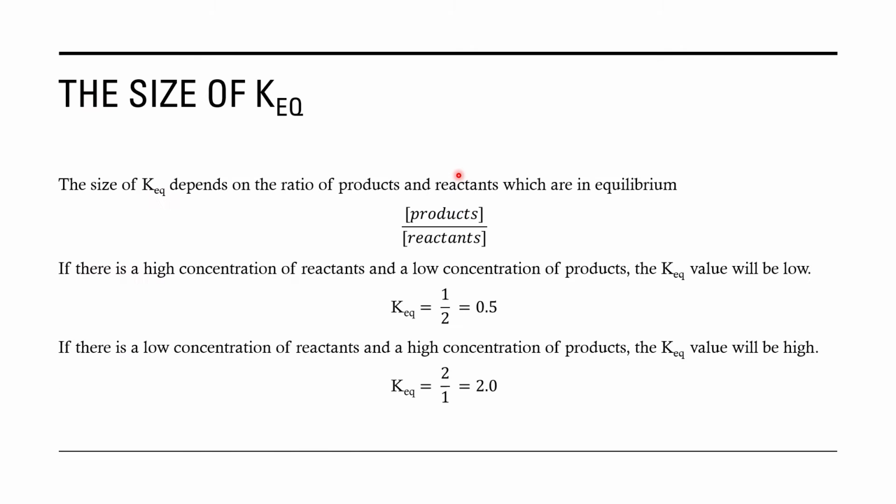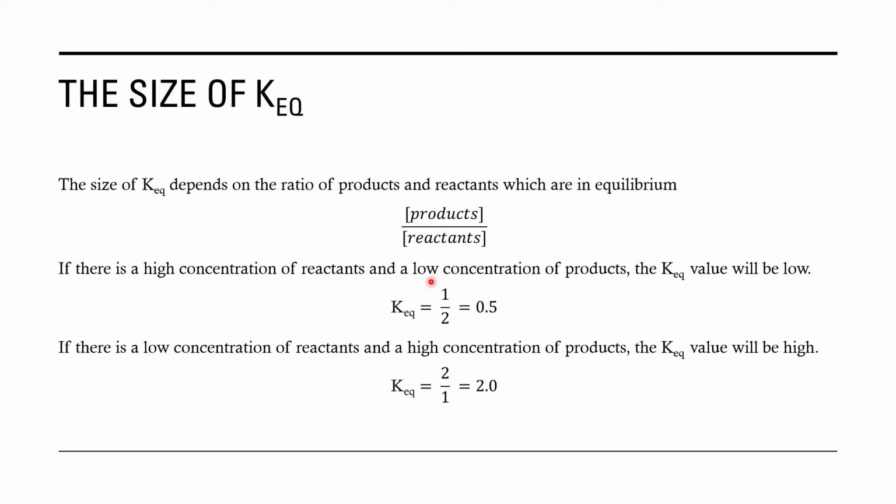Let's get into it. What I want to talk about first and what I want to unpack is how the size of a Keq value, just the raw number, can give us some information about the equilibrium that it's describing. So the size of the Keq depends on the ratio of the products and reactants which are in equilibrium. And so we've got our ratio that comes from the fraction that we use to calculate Keq, whether our products are on the top and our reactant concentrations are on the bottom, depending on how many products there are, depending on how many reactants there are once the system reaches equilibrium. That's going to greatly impact our Keq value.